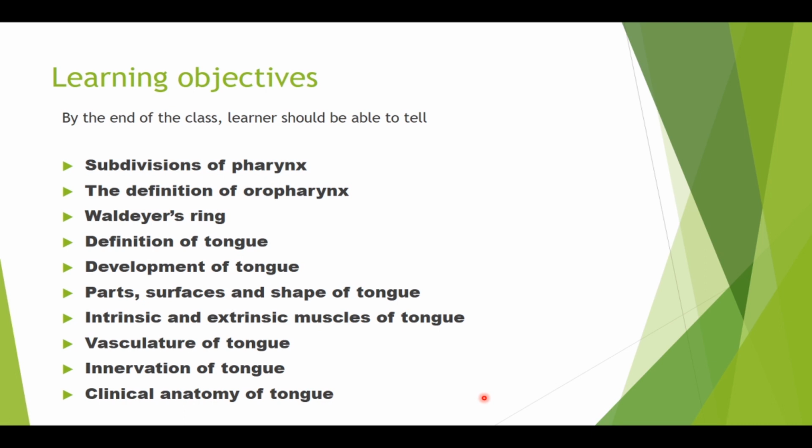Learning objectives. By the end of the class, learners should be able to tell subdivisions of pharynx, definition of oropharynx, Waldeyer's ring, definition and development of tongue, parts, surfaces and shape of tongue, intrinsic and extrinsic muscles of tongue, vasculature, innervation and lymphatic drainage of tongue along with the applied aspect of the development.